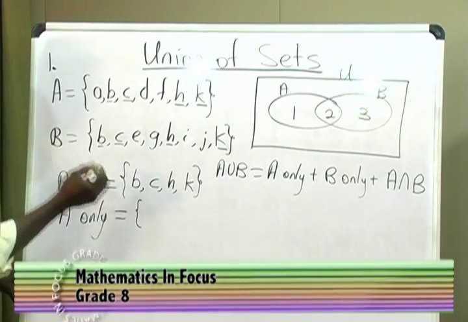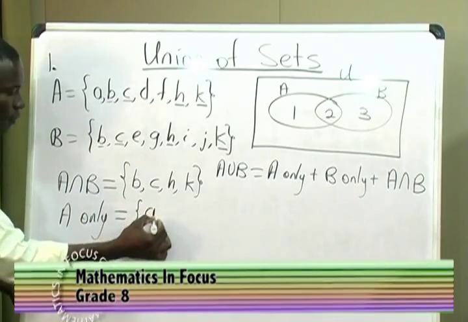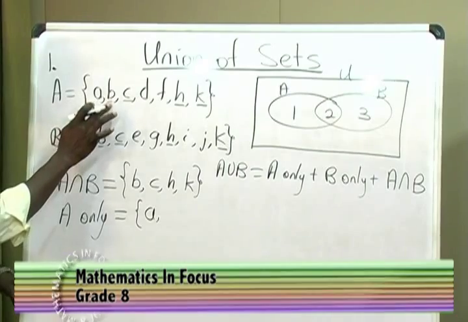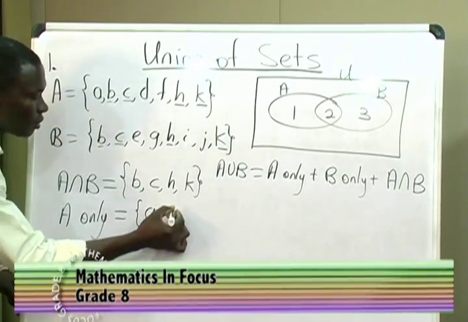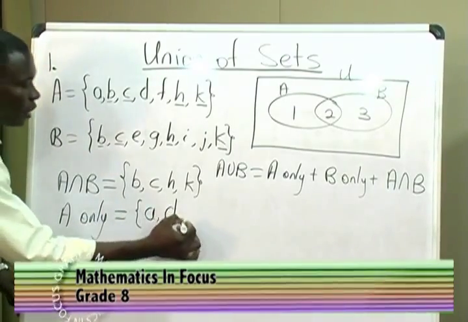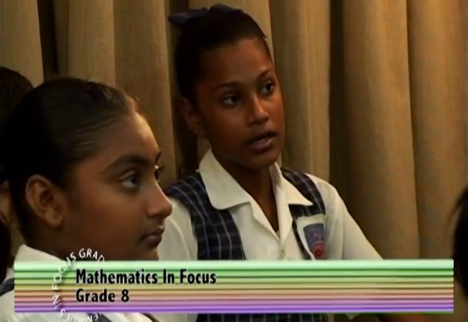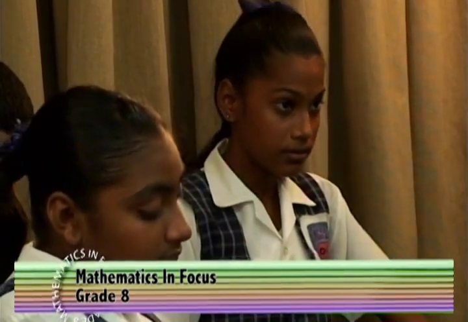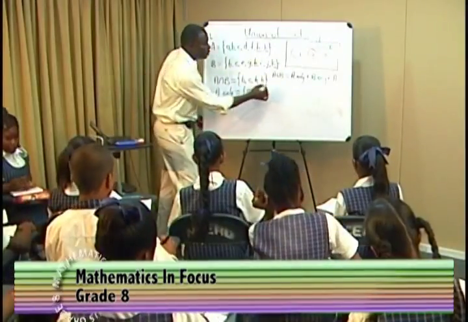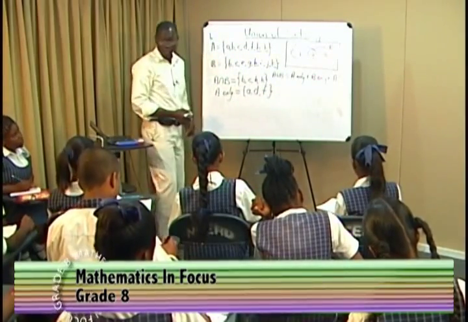Alright, I will start. A. We don't want B. We don't want C. D. Then we have D. F. F, correct. What about H? No, because H is in the intersection. What about K? No, sir. So then we stop there.